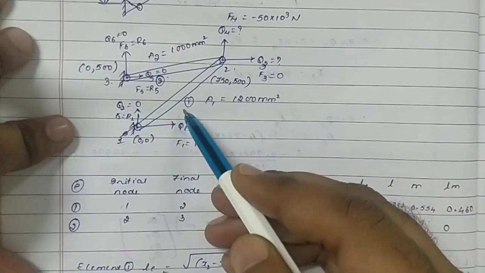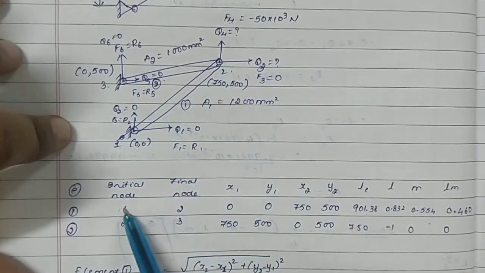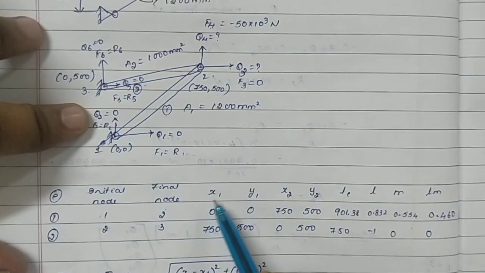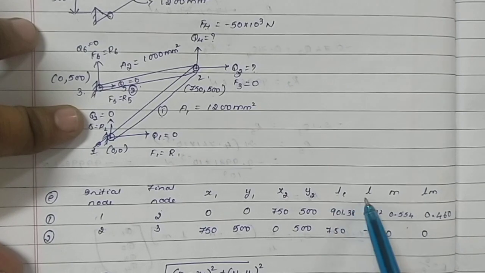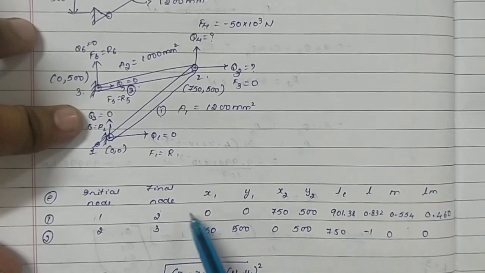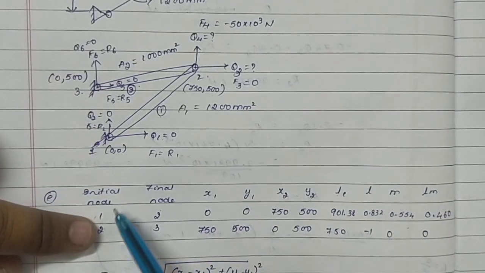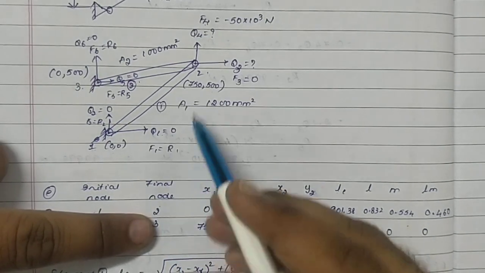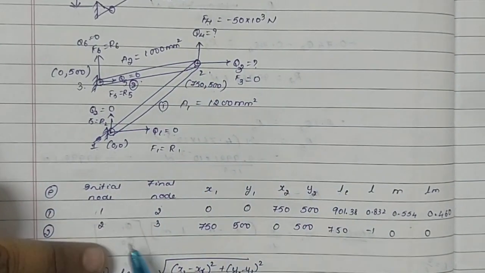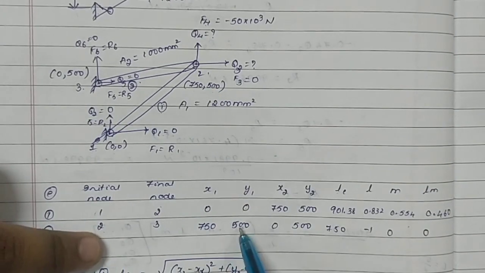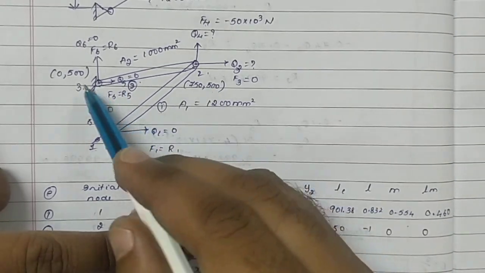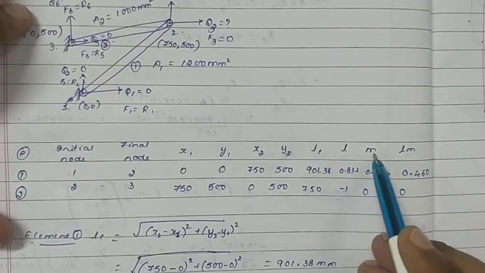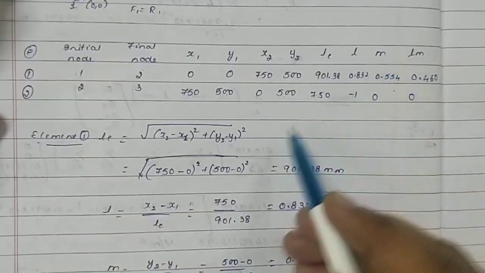The first element is between nodes 1 and 2. The second element is between nodes 2 and 3. Next, write x1, y1, x2, y2, LE, L, M, LM. The first node has coordinates 0, 0. The second node has coordinates 750, 500. The third node has coordinates 0, 500. Now find LE, L, M and LM using the formula.